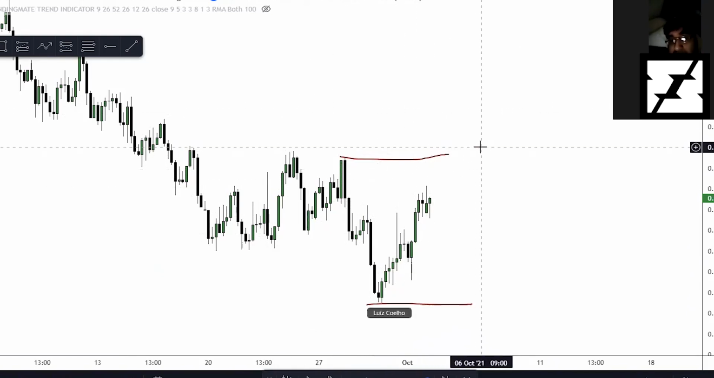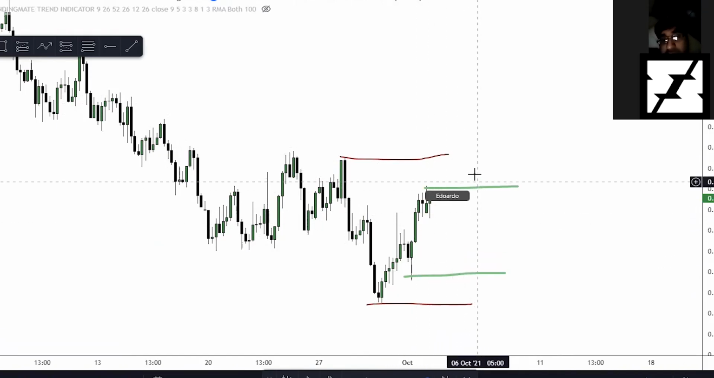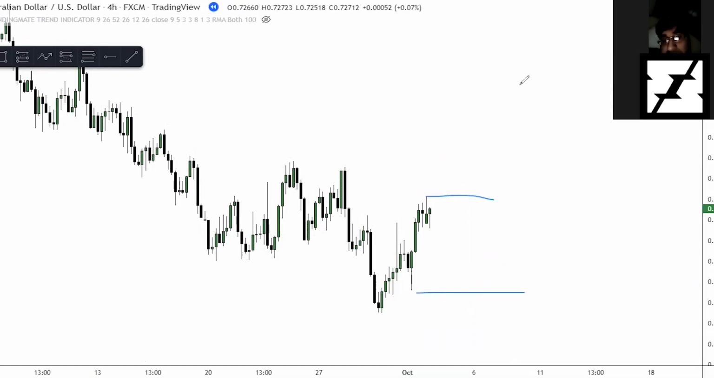Yeah, you can draw on the chart. No, that is not the high and low. Eduardo, you are correct. This is the high and the low. Very correct. So this is the high and this is the low.